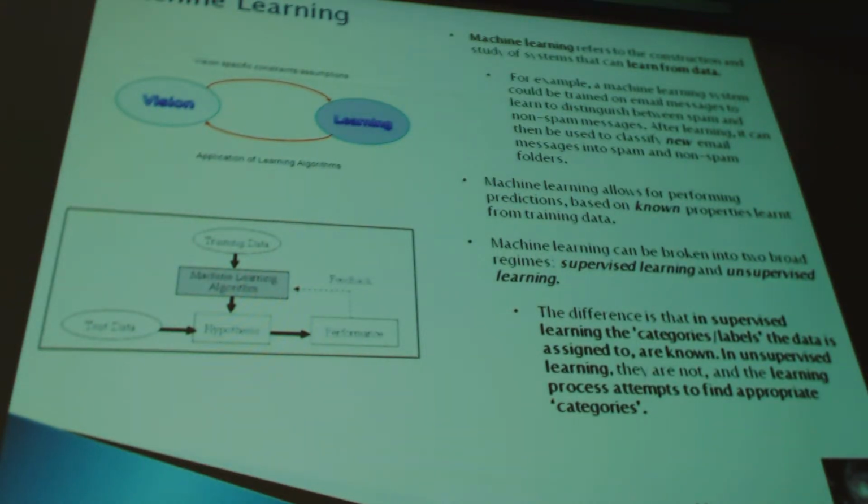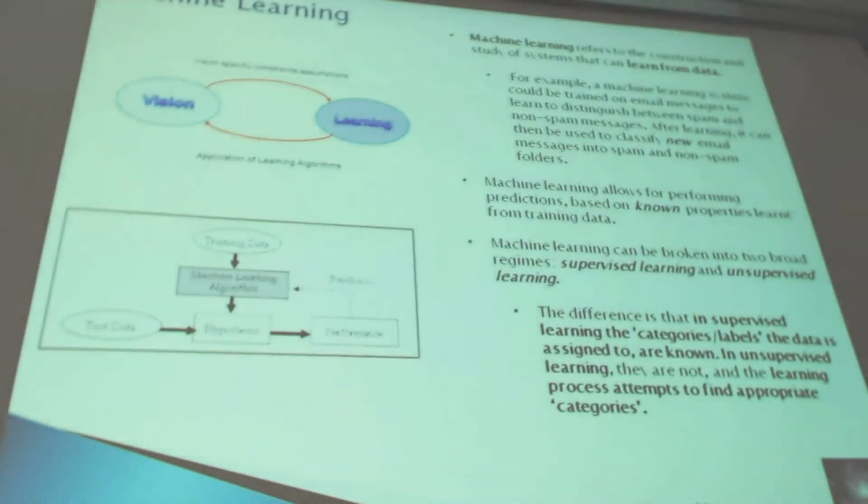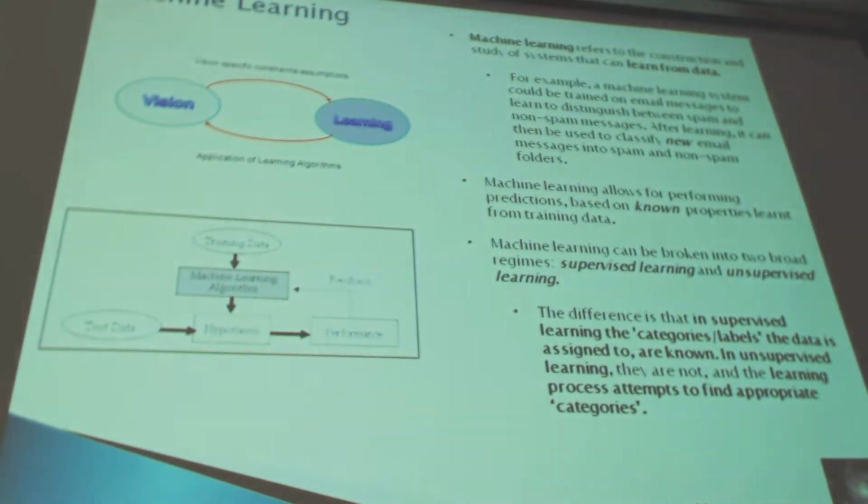There are two broad categories of machine learning models, the supervised and unsupervised learning. For supervised learning, you already know the categories or labels to classify, which I will go into in detail in the next slide. And in unsupervised learning, you don't know the categories, but you have to try to find those categories.